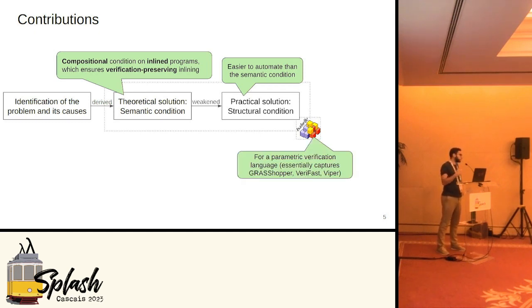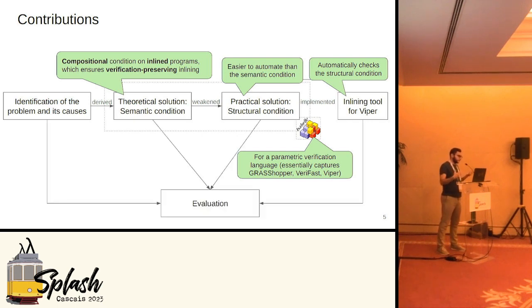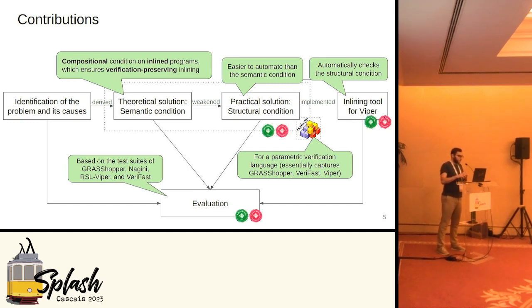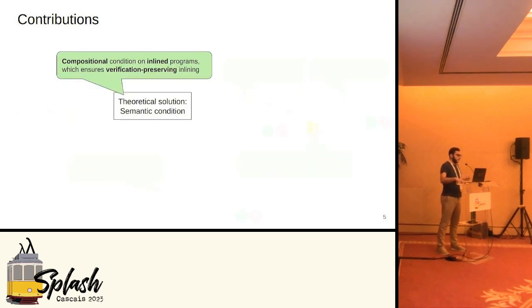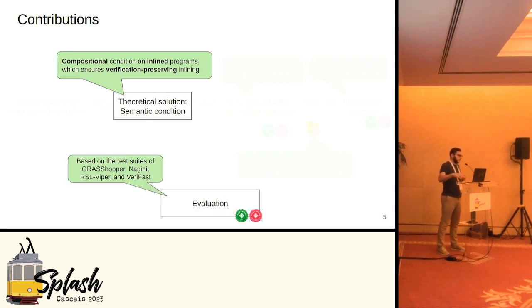essentially captures the automatic verifiers for separation logic, GRASShopper, VeriFast, and Viper. To show that our solution is practical, we implemented an inlining tool for Viper. And finally, we evaluated those 4 contributions based on the test suites of GRASShopper, Nagini, RSL Viper, and VeriFast. All our implementation, our evaluation, and our formalization are available in the artifact. In the remainder of this talk, I'm just going to talk a bit about the semantic condition, what are the key ideas behind it, and a bit of the evaluation.